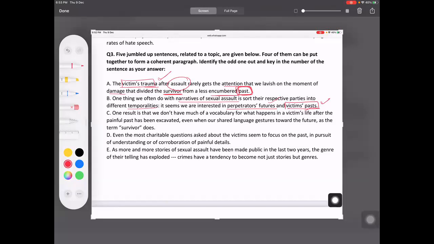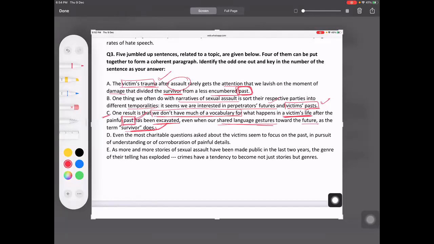Okay. Now, C option says one result is that we don't have much vocabulary for what happened in the victim's life. Basically, whatever happened in their past regarding the sexual assault, we're saying that we don't have words for that. We don't have much vocabulary for that. After the painful past has been excavated, again, they are talking about the past, even when our shared language gestures toward the future as the term survivor does. Okay, so whatever shared language gestures we use or the term survivor does, they're just focusing on that part. But again, they don't have vocabulary to explain that particular assault.